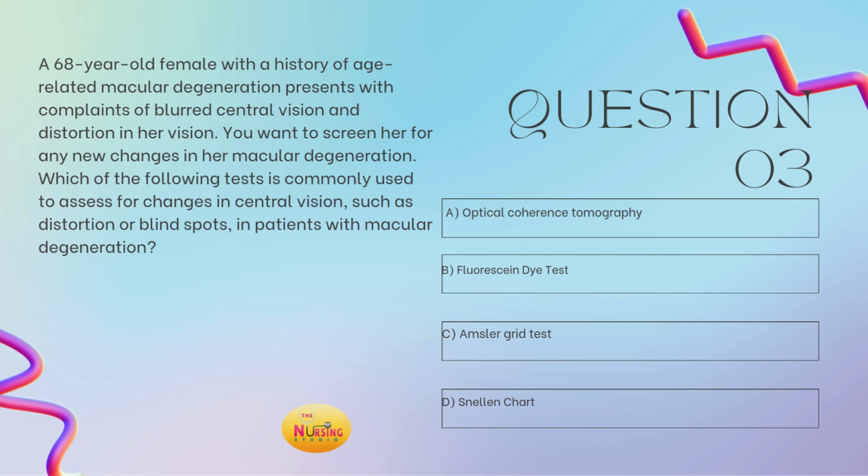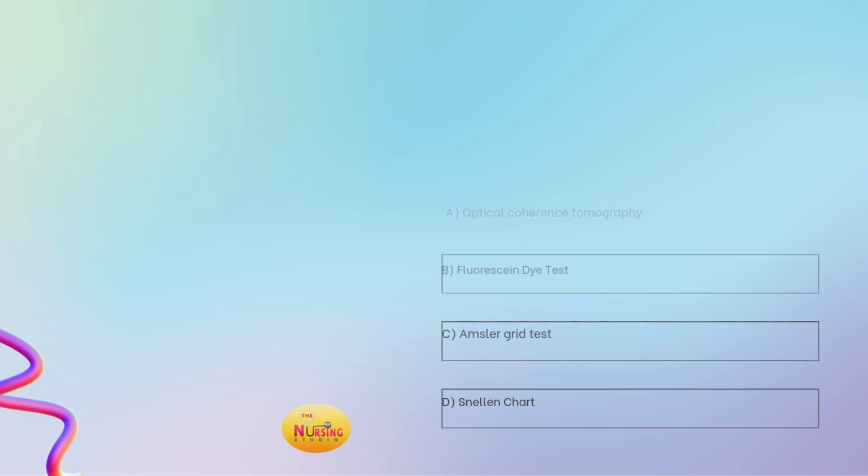So make sure you know these things so you're not missing those. And look at an image of that Amsler grid so you're familiar with it as well. So even if you are provided with that, you know what they're talking about. But again, the best answer is C.